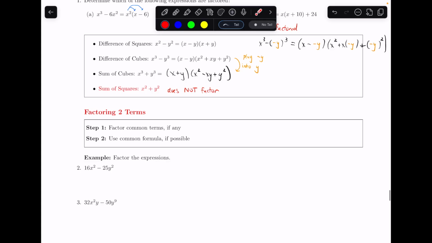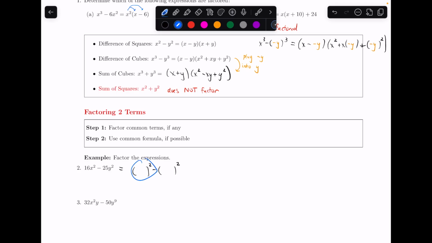So let's do some examples. So I want to factor this expression. So first, are there any common terms, something that evenly divides both of these things? And for this one, no, there isn't. So then I try to use some of my common formulas. And I notice that both of these things are perfect squares. I got something squared minus something squared.